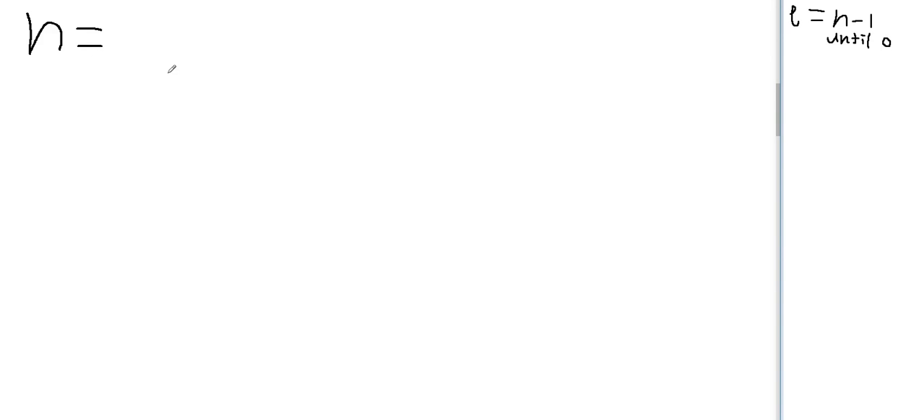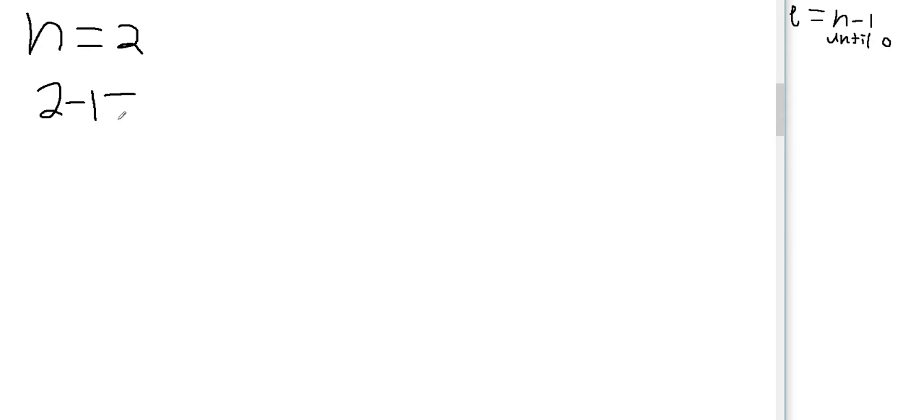L is just n minus 1 until you reach 0. So if n was 2, you take 2 minus 1, and you get 1. And you have L equals 1. And then since it's not 0 yet, you take 1 again, and you subtract it by 1, and then you get 0. And L is now both 1 and 0.